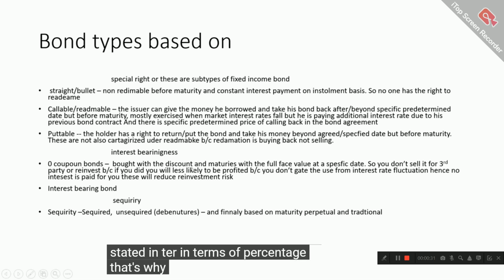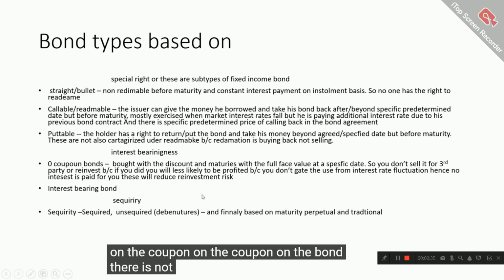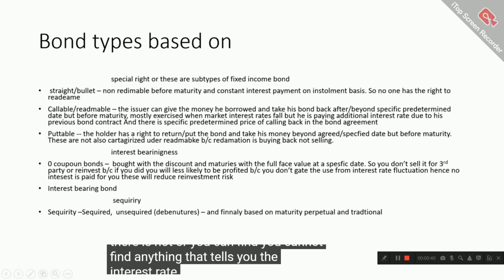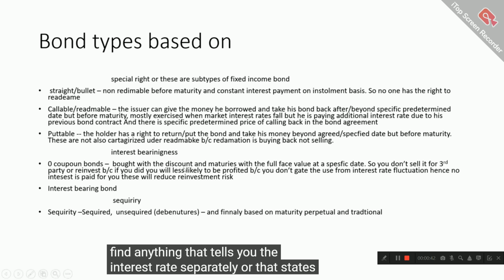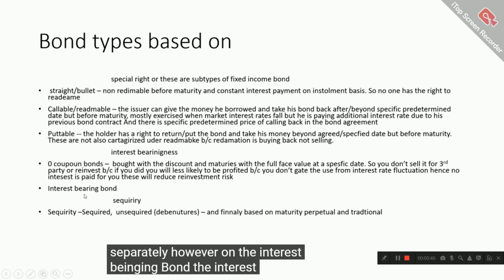That's why on the coupon on the bond, you cannot find anything that tells you the interest rate separately or that states it separately. However, on the interest-bearing bond, the interest rate is separately stated on the bond.